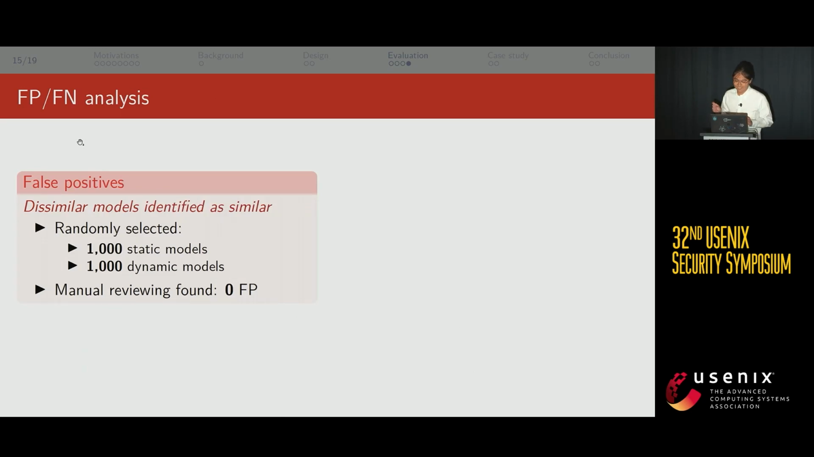We need to discuss the FP and FN of our tool. So we define that if some models are dissimilar, but we identified them as similar, then it's going to be an FP. So we randomly selected 1,000 static models and 1,000 dynamic models, and we manually reviewed them, but we didn't find any models that are dissimilar but identified as similar. So the FP is going to be 0.